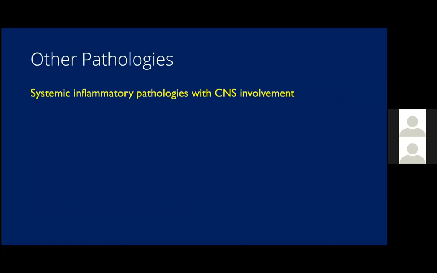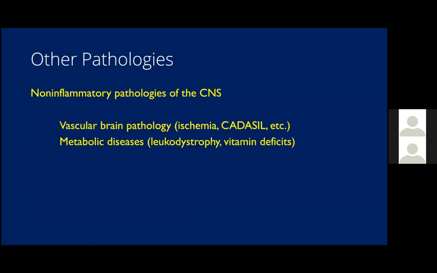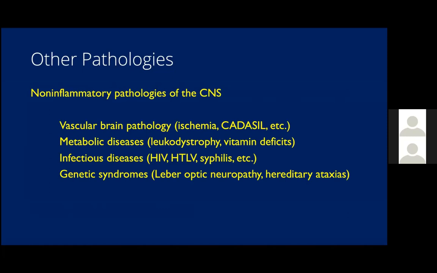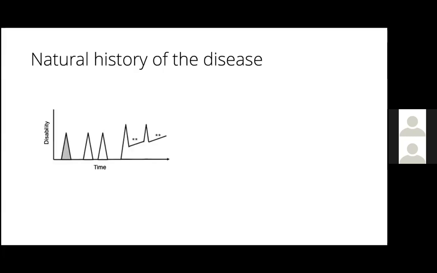Other systemic inflammatory pathologies with CNS involvement, such as sarcoidosis, Behçet's disease, Sjogren's syndrome, SLE, and non-inflammatory pathologies of the CNS, such as CADASIL, leukodystrophies, HIV, or other hereditary syndromes.